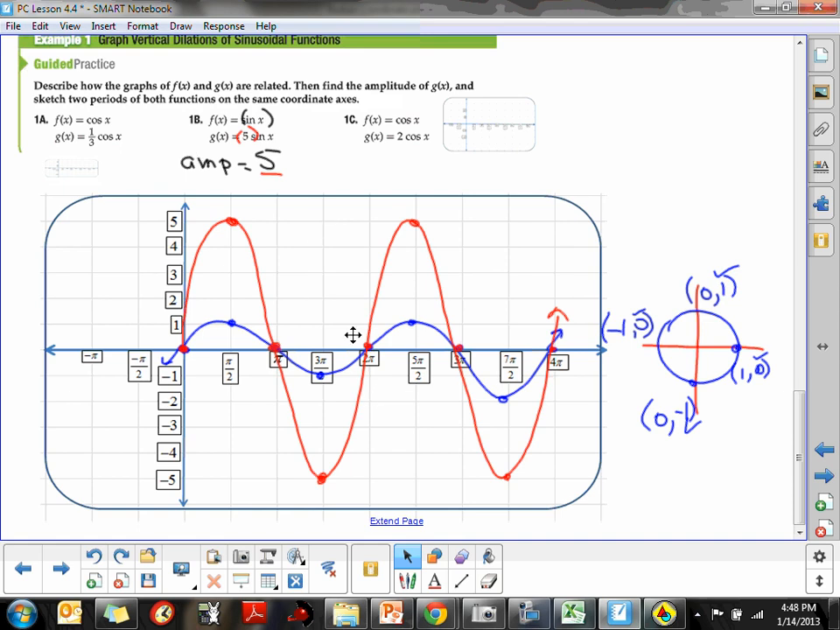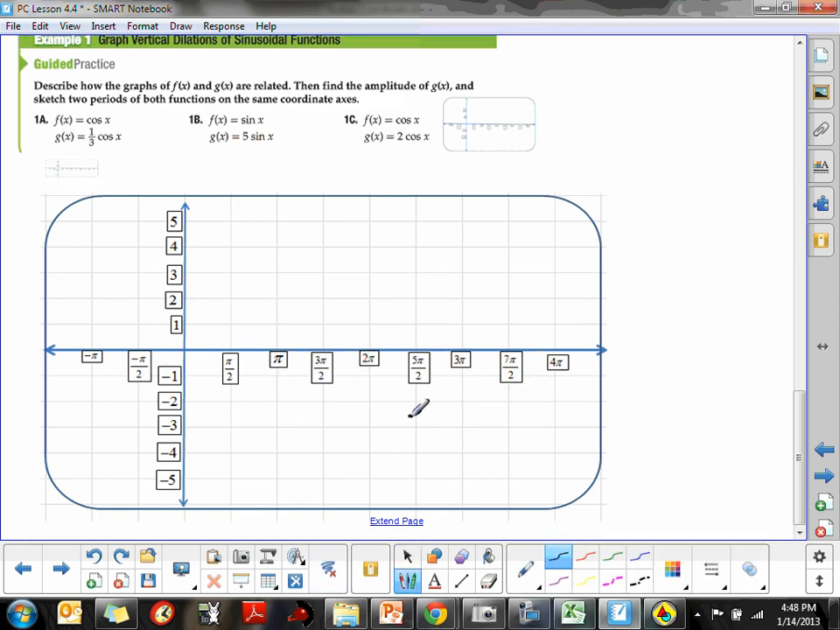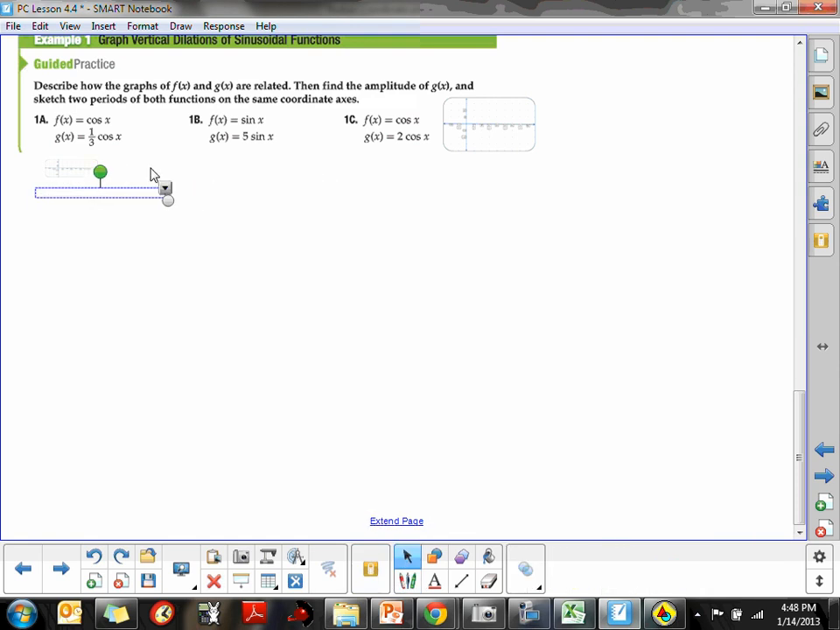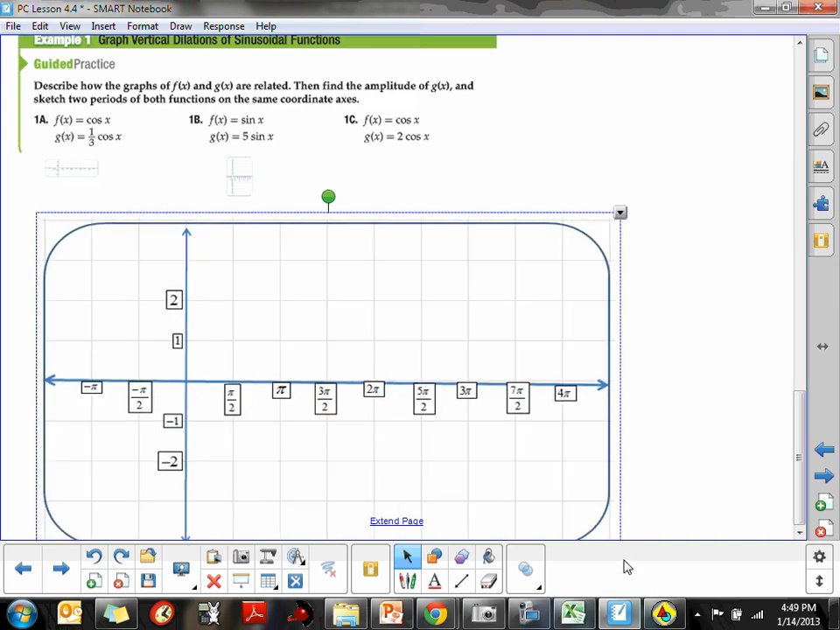Okay, and then we'll go to our final graph here as an example. Whoops, that's not what I wanted. Let's try it again. Just want to shrink that down. And I'm going to graph the cosine of x. I'm going to take this a little bit quicker this time.